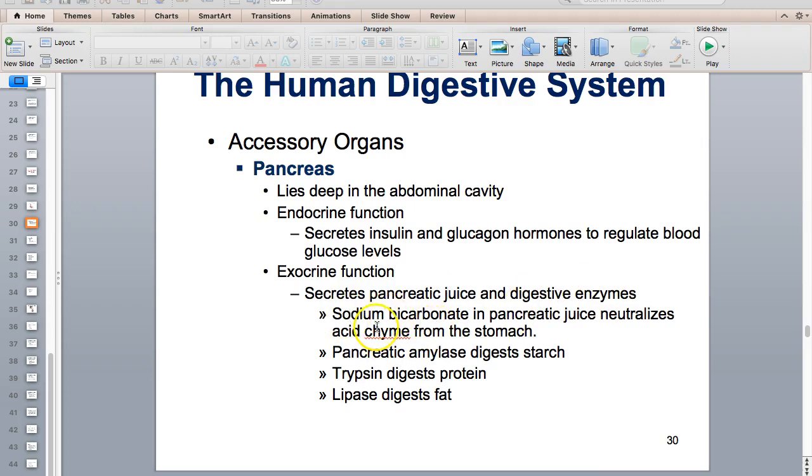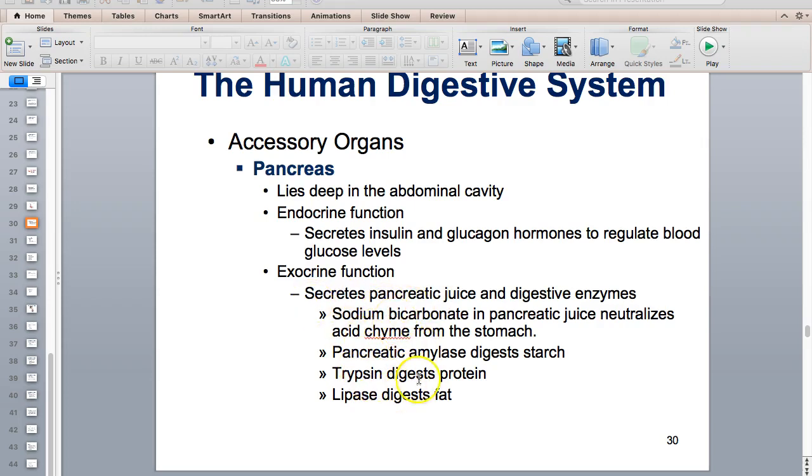In the pancreatic juice, there's sodium bicarbonate, because remember that the food, or that chyme coming from the stomach, is highly acidic. It has a pH of about 2. When it gets into the small intestine, it needs to be neutralized. That pH needs to become closer to neutral, about pH of 7. So the pancreatic juice does that.